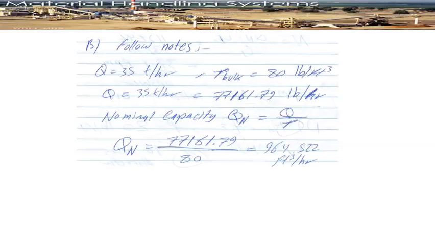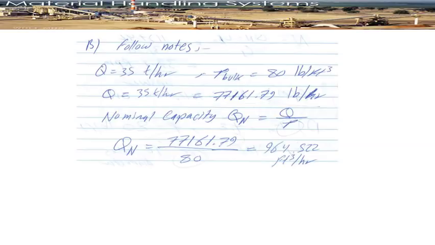The nominal capacity is how many cubic feet we are going to move each hour. So we divide the Q value, a mass per time, by the density, which is the mass per volume. So we are going to have at the end how much volume we are going to convey each hour. Simply divide 77,161.79 by 80 pounds per cubic feet, and this will give us 964.522 cubic feet per hour.